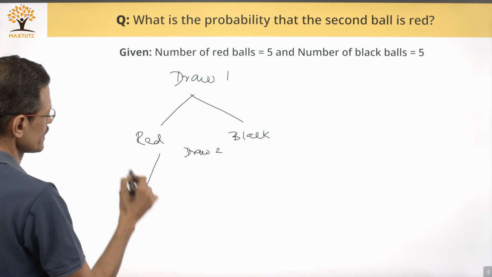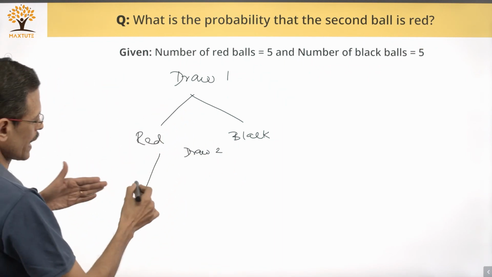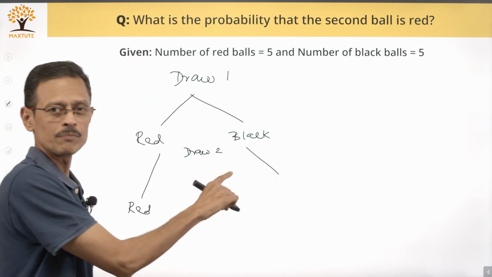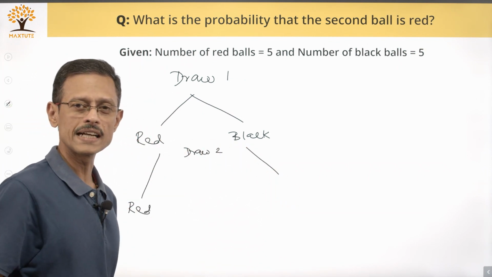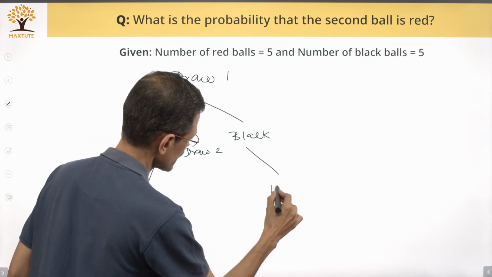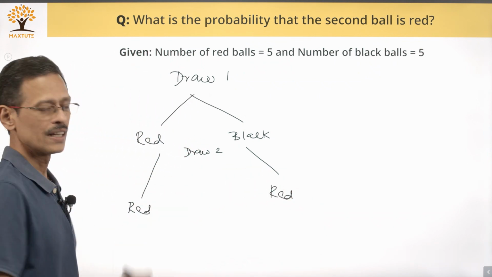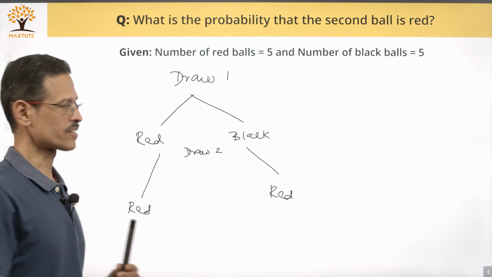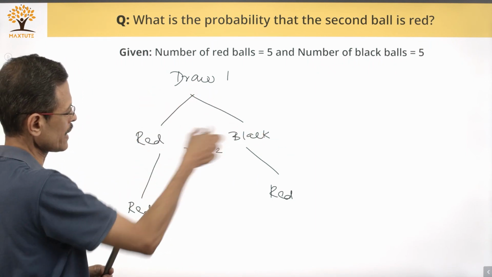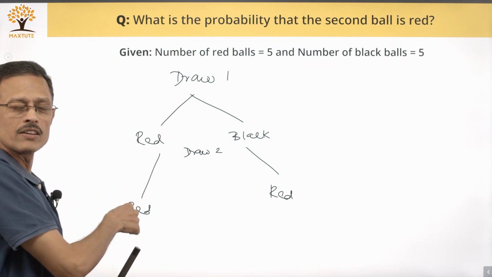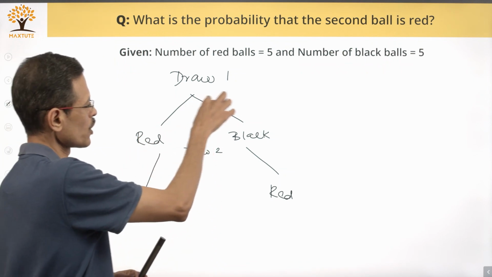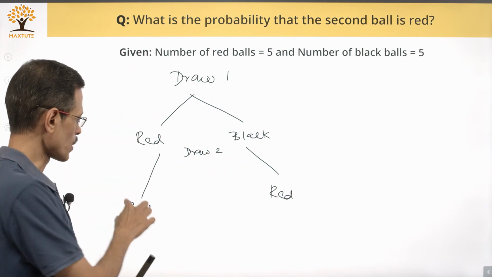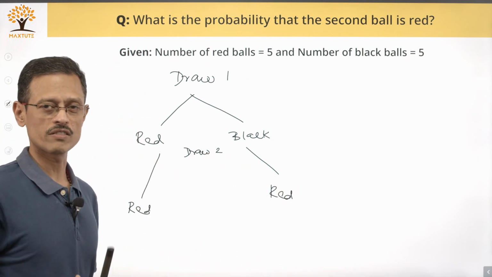What is the probability that in this branch, the second ball is a red, and we could have got a red ball even when the first ball turned out to be a black? So we need a red ball in the second draw. What is the probability of getting the second ball as a red ball is what the question is. So draw 1 could have been red or black. For draw 1 being a red, we are going to get a red in the second draw. For draw 1 being a black, we are going to get a red one in the second draw. What is the probability of this happening is what this question is.